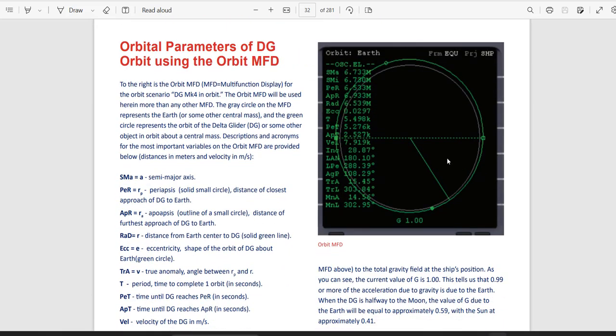This is the main instrument you'll use when flying the Delta Glider in orbital missions. But before we go through what each one of these means, I'm going to cover the next several slides, and we'll come back to this.